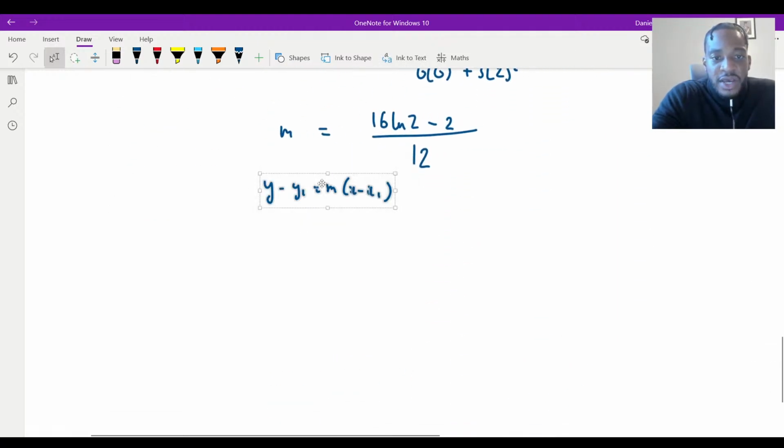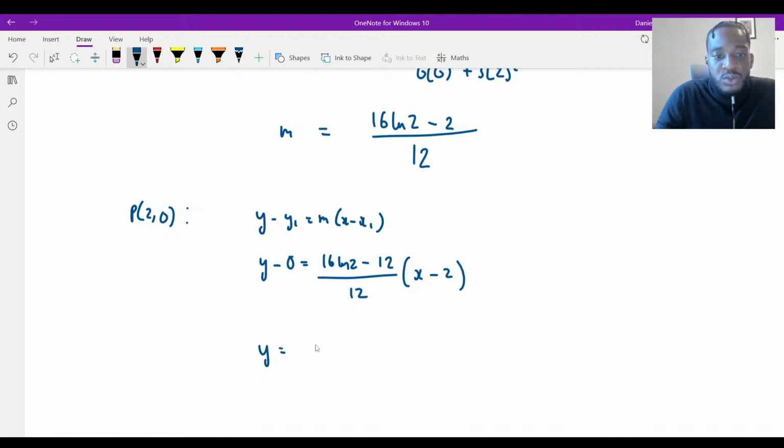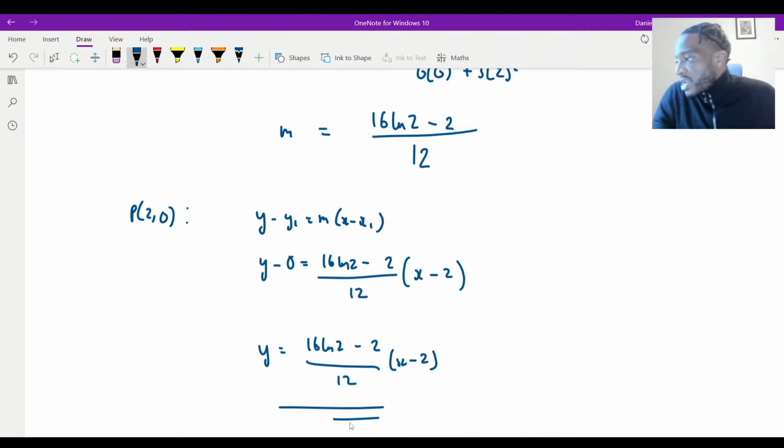And then remember, this is what we've got here. The point P was (2, 0), wasn't it? So plugging everything in now, it's going to be y minus 0 for that, it's going to be 16 ln 2 minus 2 over 12, and then it's going to be x minus 2. And that is just the same as y is equal to 16 ln 2 minus 2, sorry, I put a 12 there, my bad, it should be a 2. And then that should be over 12, and then x minus 2. And that's it. Does that make sense?